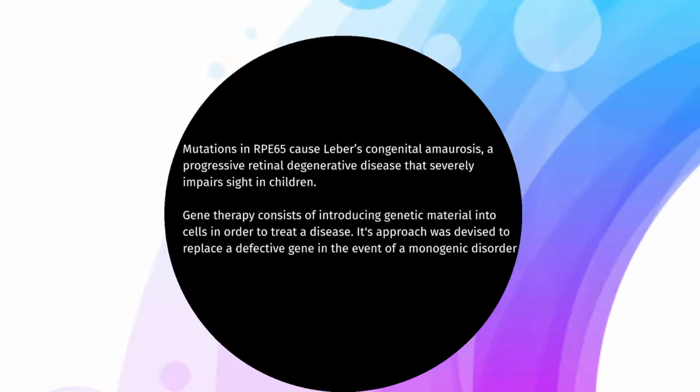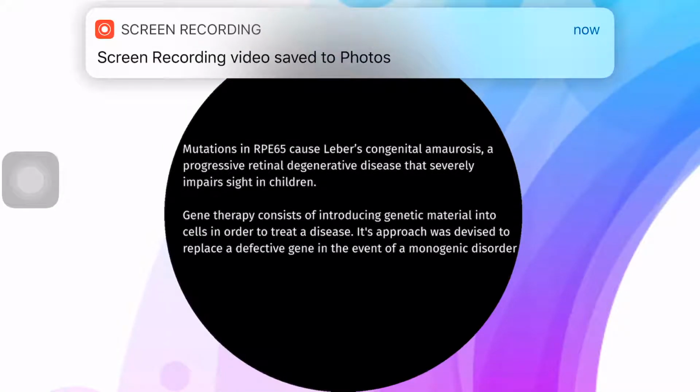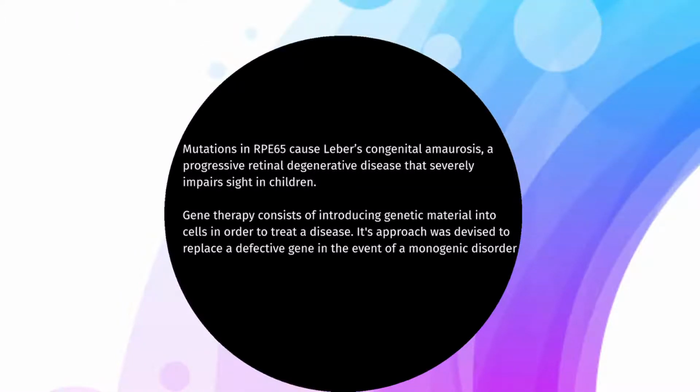The RPE65 is a gene that provides instructions for making a protein that is essential for normal vision. It is involved in a multi-step process called the visual cycle, which converts light entering the eye into electrical signals that are transmitted to the brain. Leber congenital amaurosis is a progressive retinal degenerative disease that severely impairs sight in children.